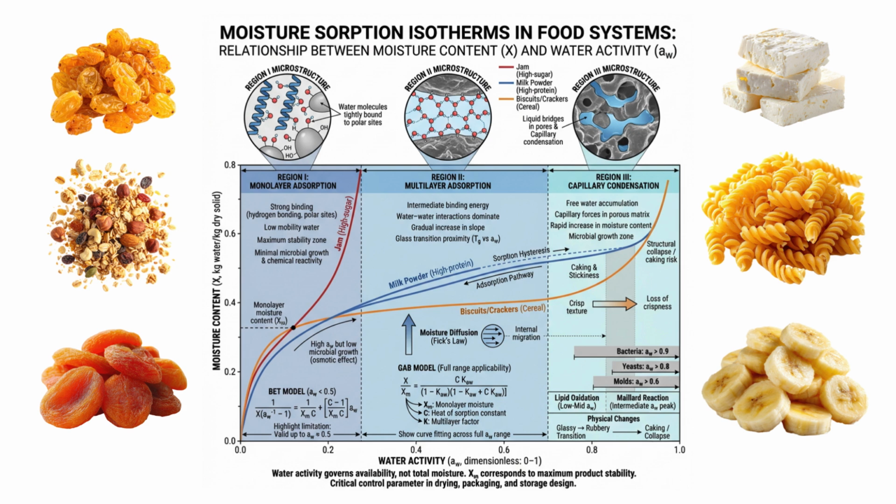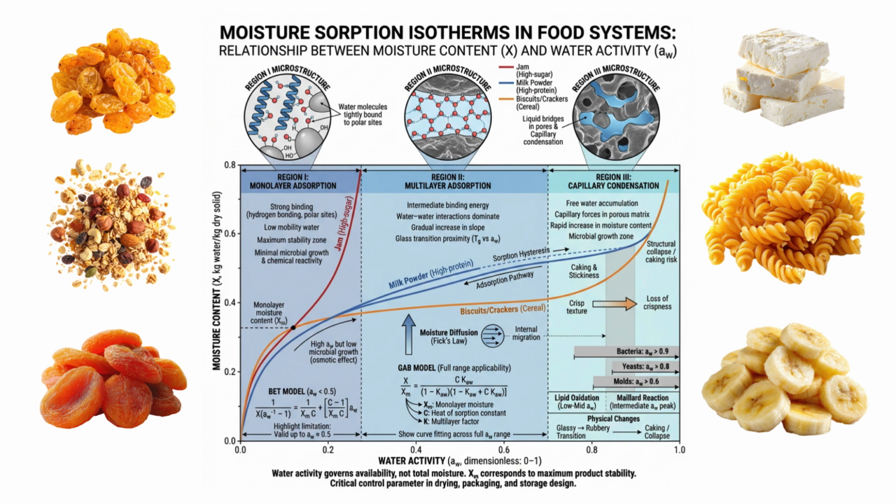This region is also associated with glass transition phenomena. At low moisture levels, many foods exist in a glassy state, which is hard and brittle. As moisture increases, the glass transition temperature decreases, and the material becomes rubbery. This transition has major implications for texture, stability, and processing behavior.